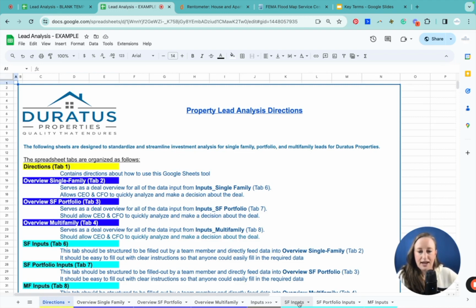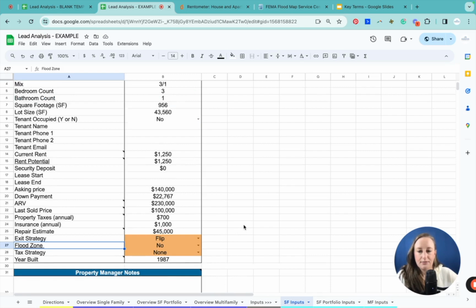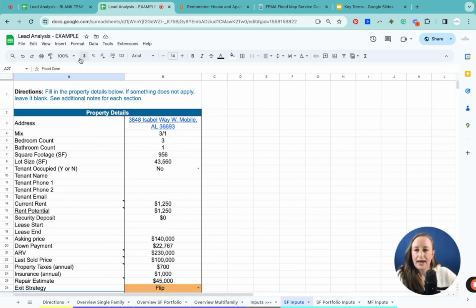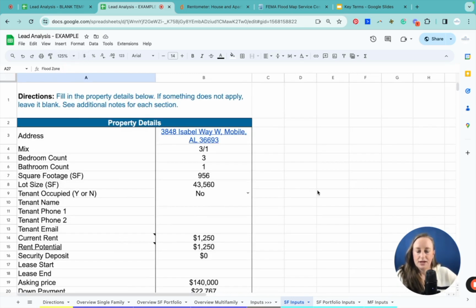I'm going to navigate over here to the inputs tab. Okay. And I'm going to go ahead and fill out all of the basic information for a single family property that I'm considering buying as a flip.